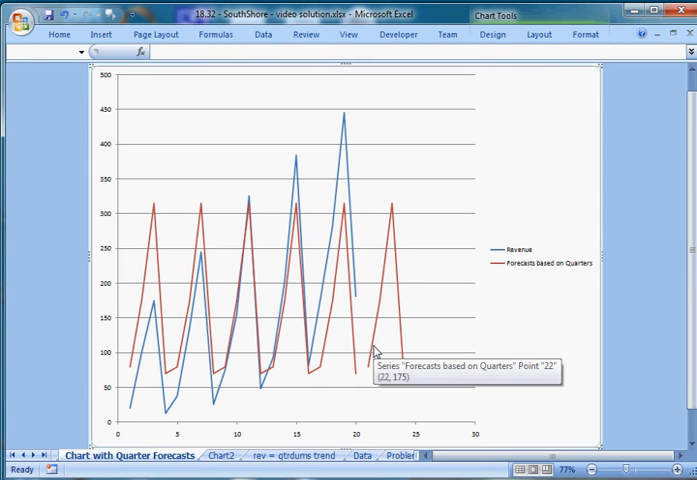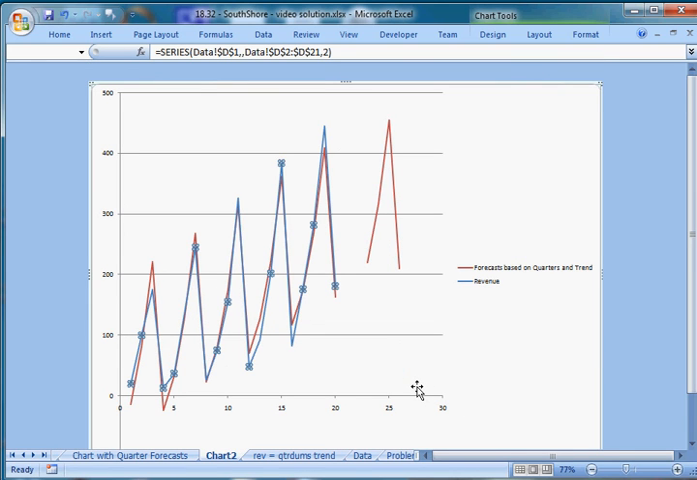Before, you can see the red predictions were off. Now it looks like our red predictions are much better. We no longer have that problem where we were overshooting at the beginning and then undershooting at the end. Introducing the trend has solved that a lot. So that's good.